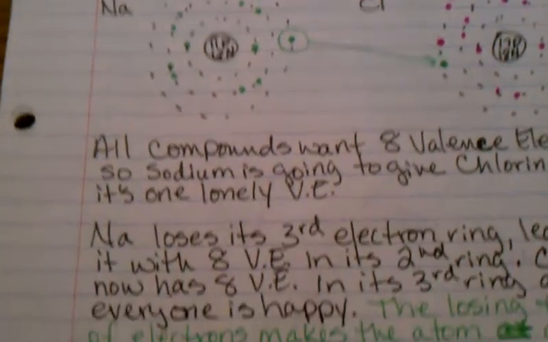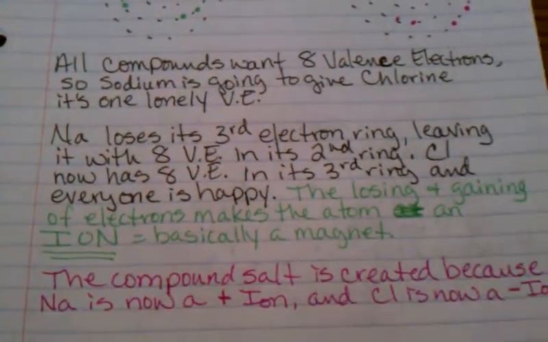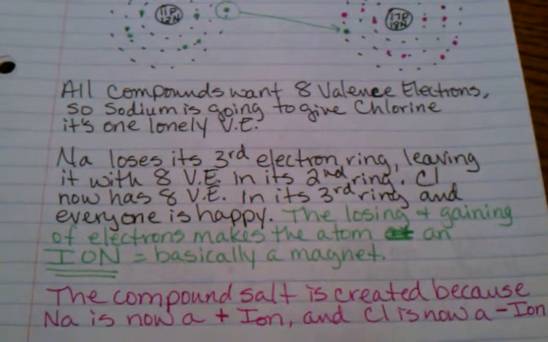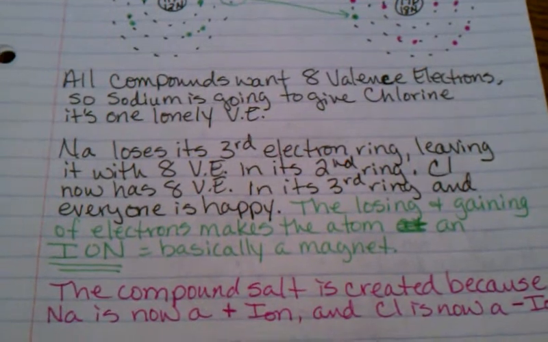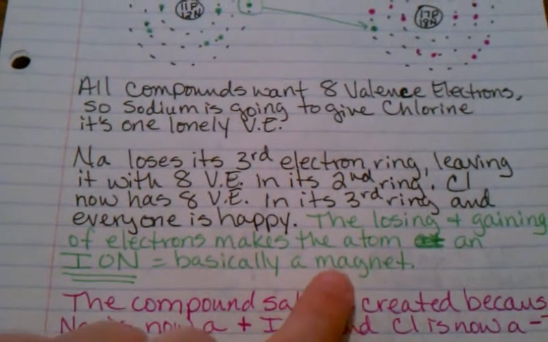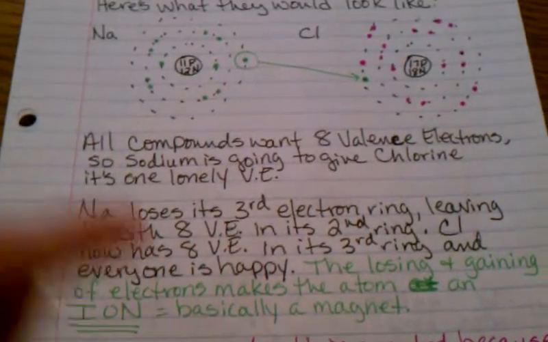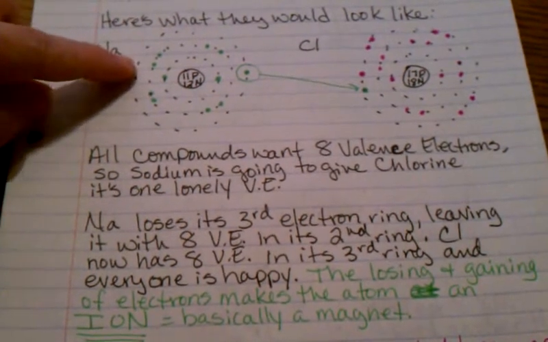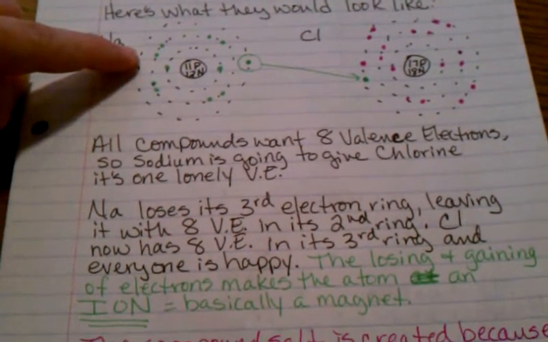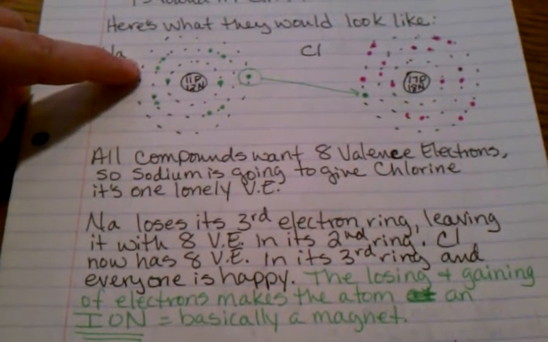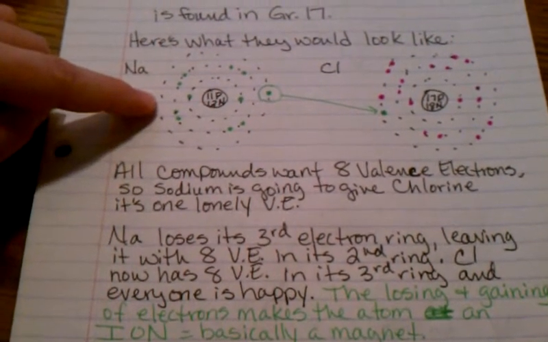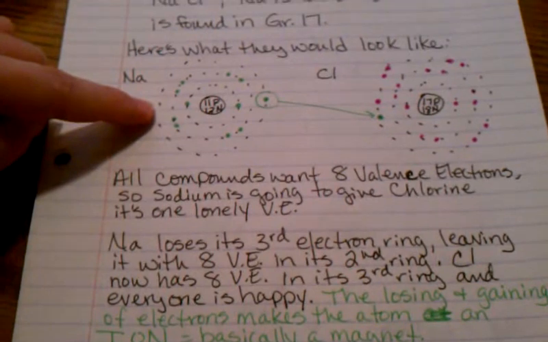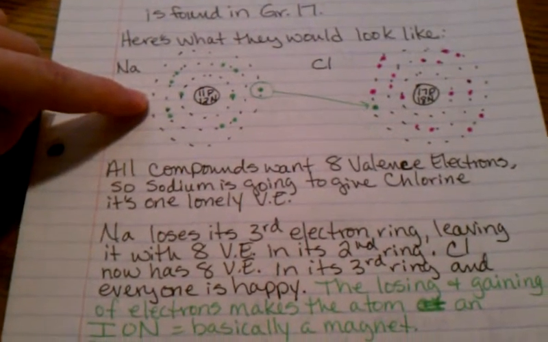But when you lose an electron, you're called an ion. When you gain an electron, you're called an ion. And when you become an ion, you're basically like a magnet. So these two elements are now stuck to each other because they have now created a magnet. Okay? And when they created a magnet, they then created a compound. So now they're permanently stuck to each other.